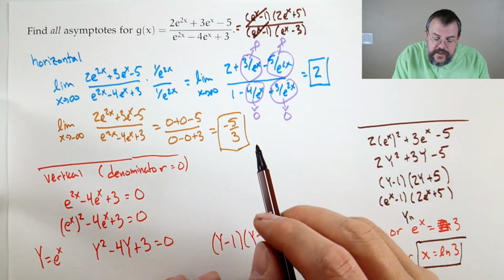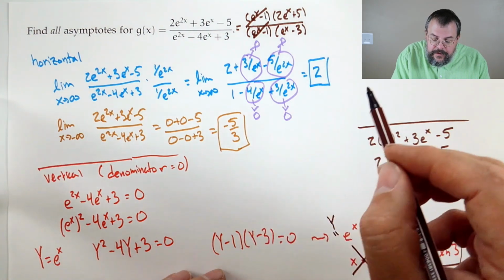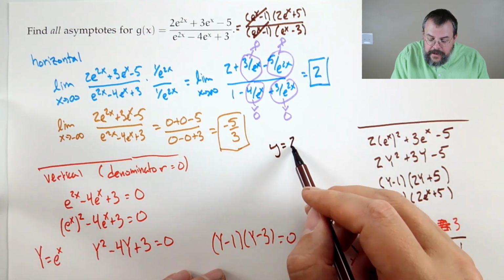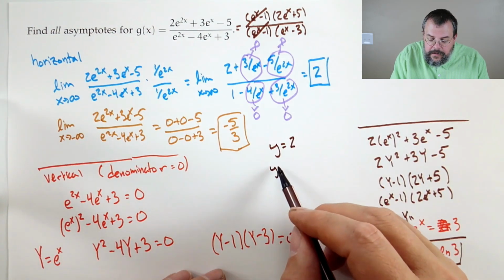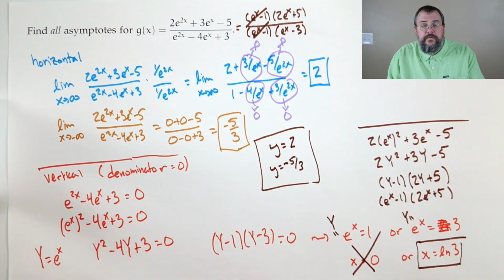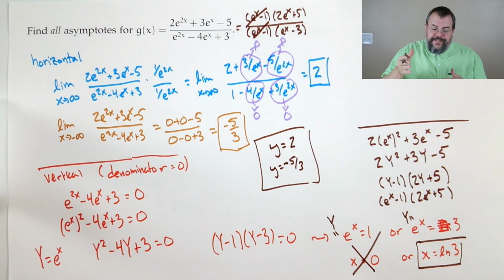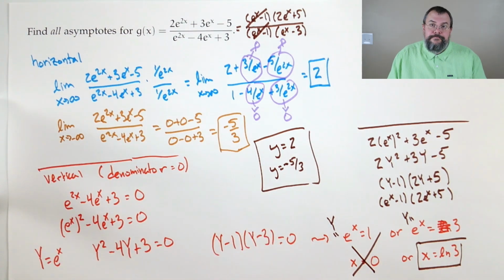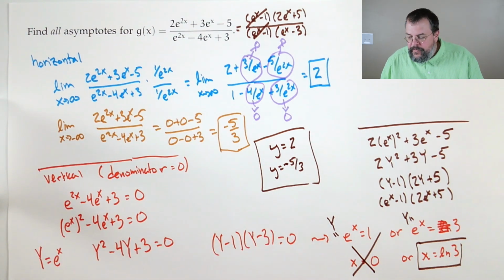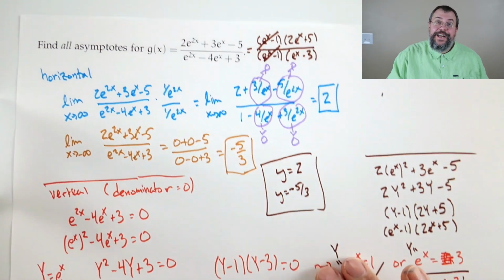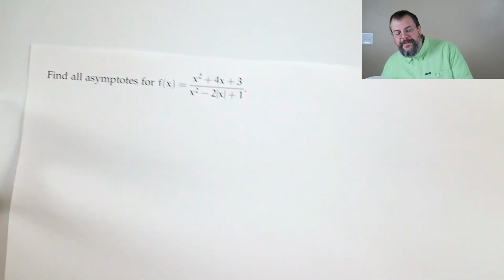By the way, I should have said that when you have horizontal asymptotes, we oftentimes write these in the form y equals 2 and y equals negative 5/3. So horizontal asymptotes are horizontal lines, which have the form y equals something. Vertical asymptotes are vertical lines, which have the form x equals something. So we have 2 horizontal, 1 vertical. All right, good. If you like that type of problem, I've got some good news. We're going to do a similar type of problem to finish up.